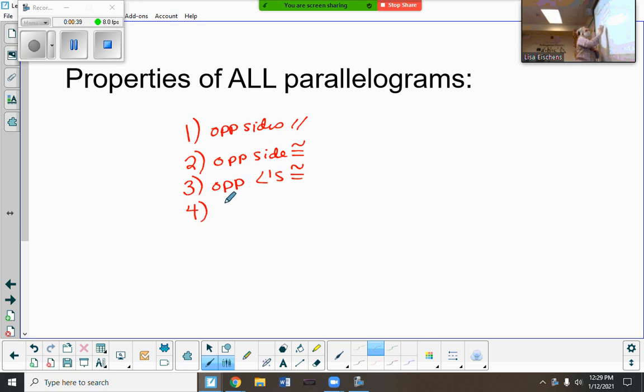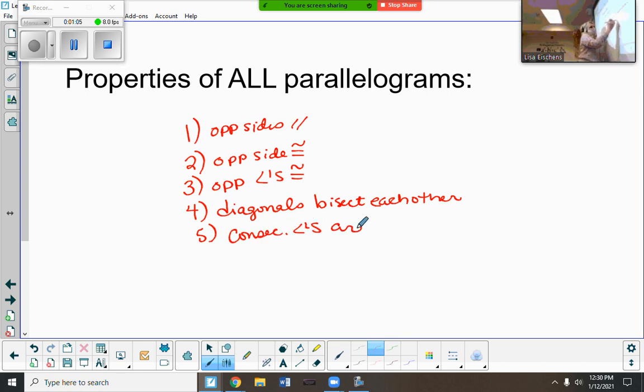We know that the diagonals bisect each other. And we also know that the consecutive angles are supplementary. So guys, if it says that you have a parallelogram, all 5 of these are true, okay? So you can just apply those. So let's look at 6.4.